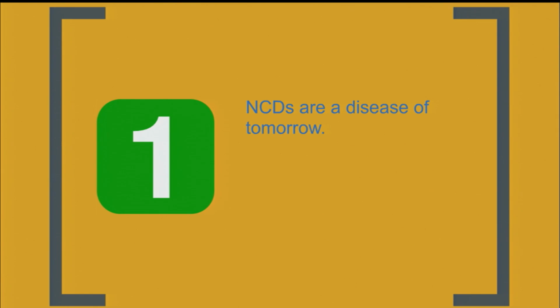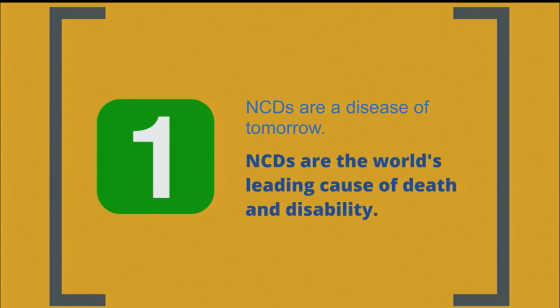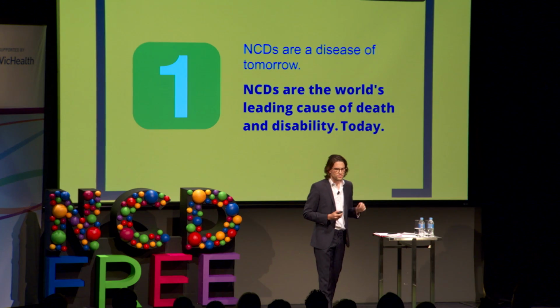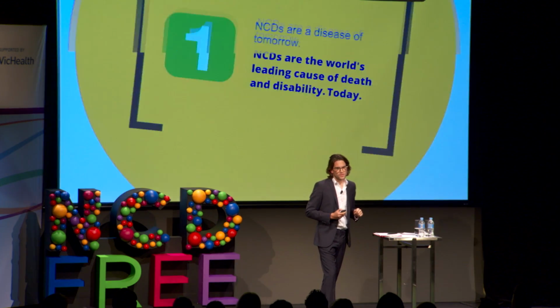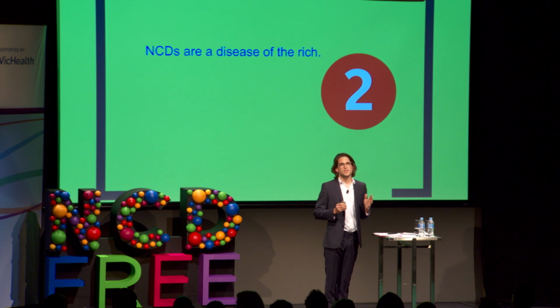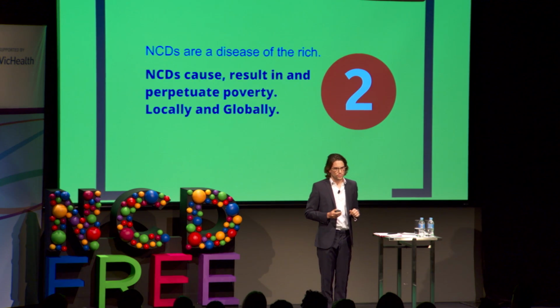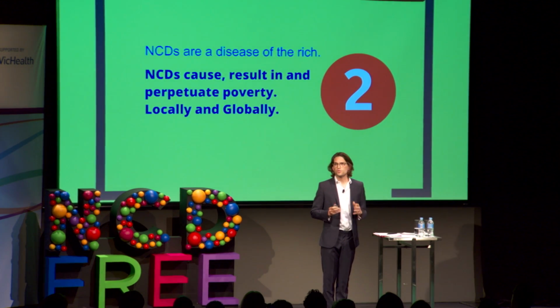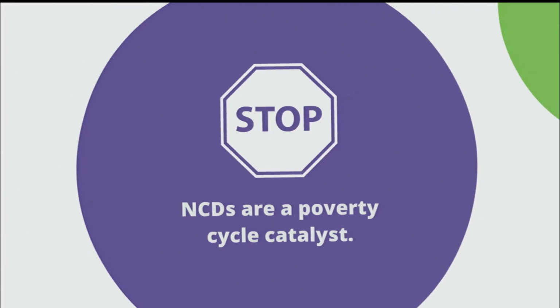So first of all, NCDs are not diseases of tomorrow. I hear this all the time. It's a problem of the future and it'll be a really big problem in 20 years' time. NCDs are already the leading cause of death. They account for at least 60% of global deaths and are the leading cause of death here in Australia today. Myth number 1. Myth number 2 is that NCDs are diseases of the rich. This is absolutely not true. NCDs cause, result in and perpetuate poverty. Both globally and locally, NCDs are linked with, but also a catalyst of, a cycle of poverty.